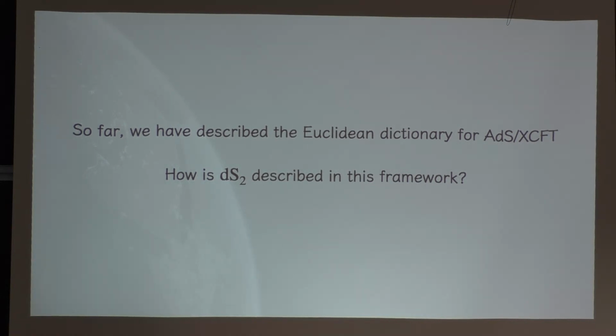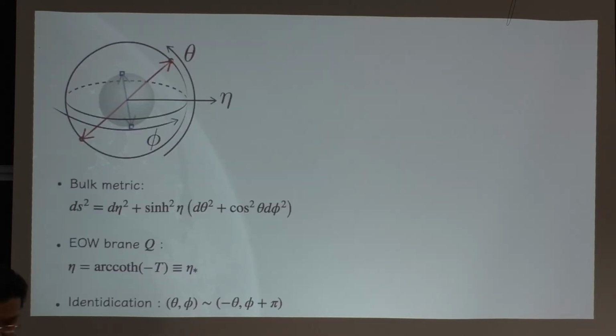Okay, so far we have described a correspondence in the Euclidean sense for AdS with some end of the world brane and the crosscap CFT. Now I would like to explain how two-dimensional dS is described in this framework. So in order to do that, let us go back to our gravitational bulk dual to the RP2 CFT.